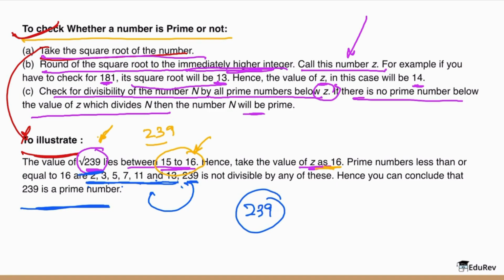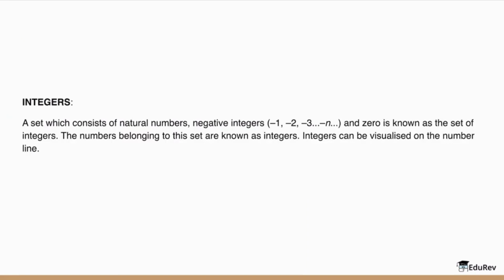So this is how you are going to check whether a number is a prime number or not. Correct. Next is what are integers. Right now we have studied what prime numbers are, so let's discuss what integers are and then we'll move forward. Integers are a set which consists of natural numbers, negative numbers and 0. Integers have your negative numbers, they have 0 and they have your positive numbers. All these things combined form your integers.